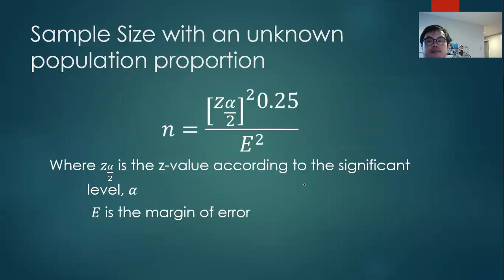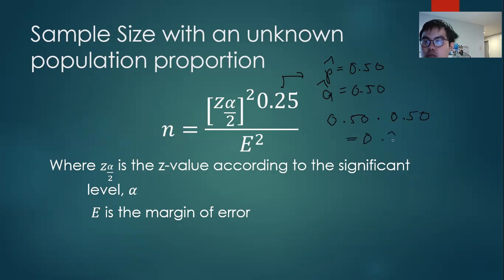So if the population proportion is unknown, we use 0.25. Why? Because this is the product of p hat, which is 0.50, and our q hat, which is 0.50. We do not know what the population proportion is, so that's why we use 0.5. We guess that it is 0.5 as the p hat, then the q hat. Then we multiply it together, which will be 0.25.